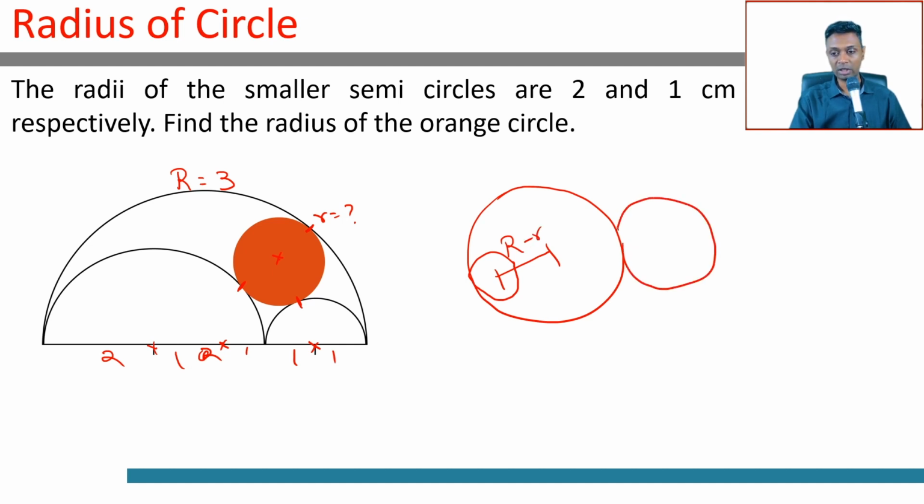If they are touching each other externally, distance between their centers is r1 plus r2. Sum of the radii, difference of the radii. Brilliant, because we have circles touching each other externally here and internally here. Our aim is to find the radius of the orange circle, this circle bang in the middle.